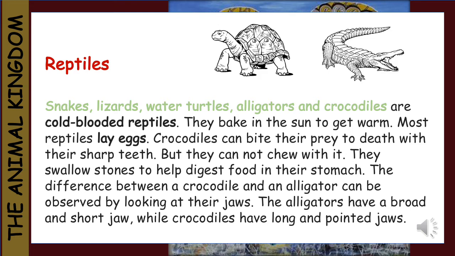The difference between a crocodile and an alligator can be observed by looking at their jaws. The alligators have a broad, short jaw, while crocodiles have long and pointed jaws.